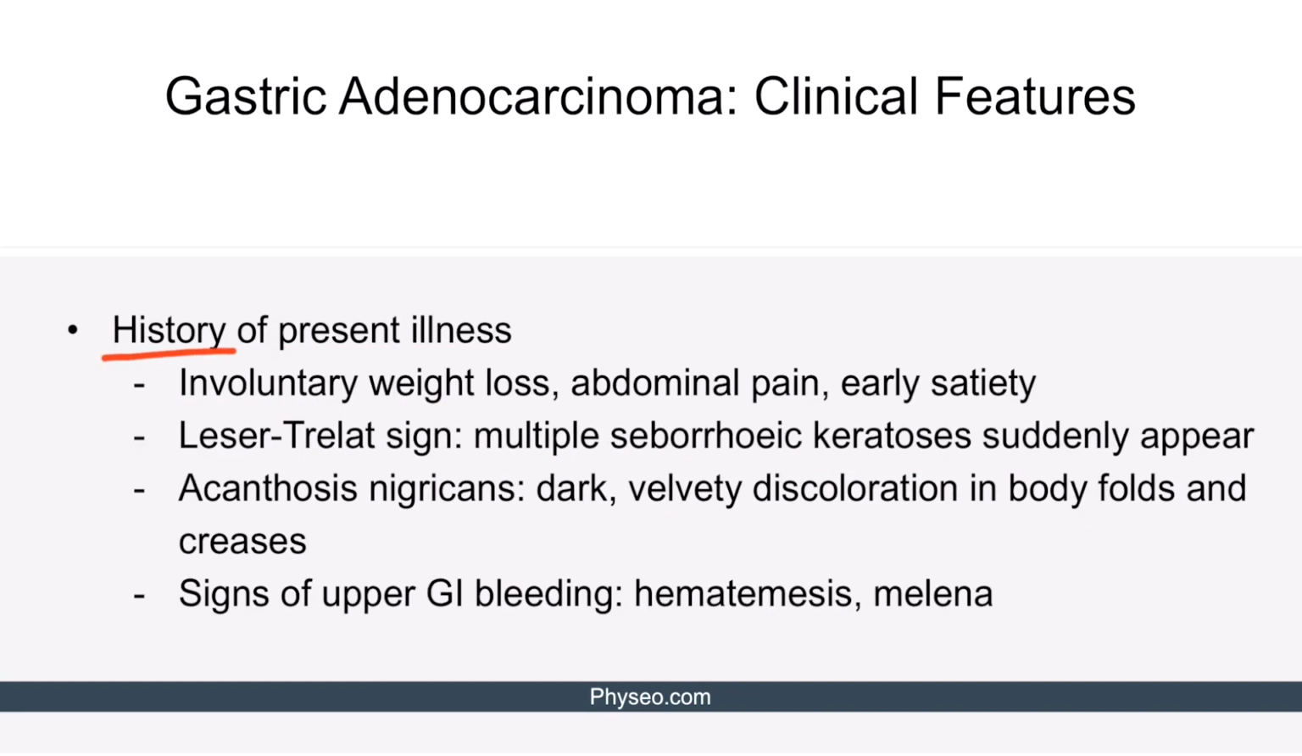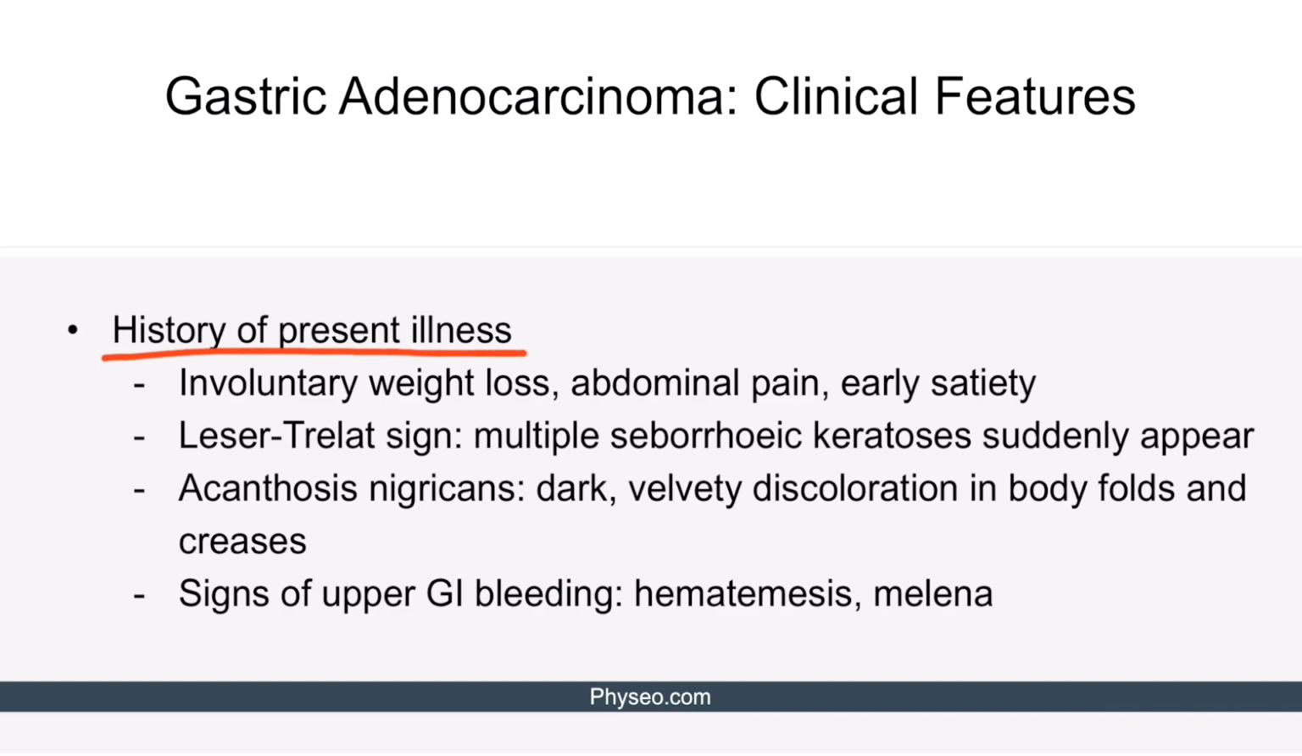Now let's discuss the clinical features seen in patients with gastric cancer. Gastric cancer often presents late with nonspecific symptoms such as involuntary weight loss, abdominal pain, and early satiety. Leser-Trélat sign is a rare skin disorder in which multiple seborrheic keratosis appear suddenly on the body, which can be a cutaneous paraneoplastic syndrome associated with a malignancy.